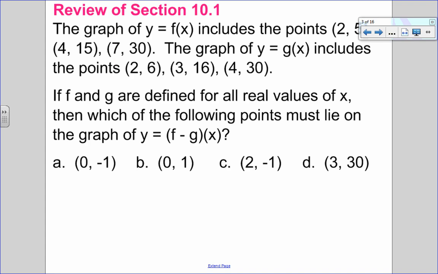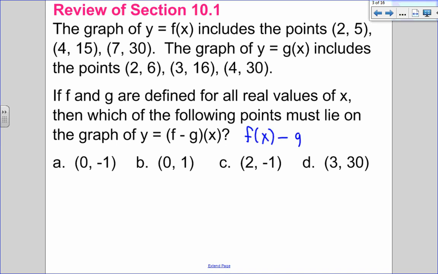Okay, let's try another one. So we have a graph of f of x, including 3 different points, and the graph of g of x, also including 3 different points. If f and g are defined for all real values of x, which of the following points must lie on the graph of f minus g at x? So again, that's on the graph of f of x minus g of x.